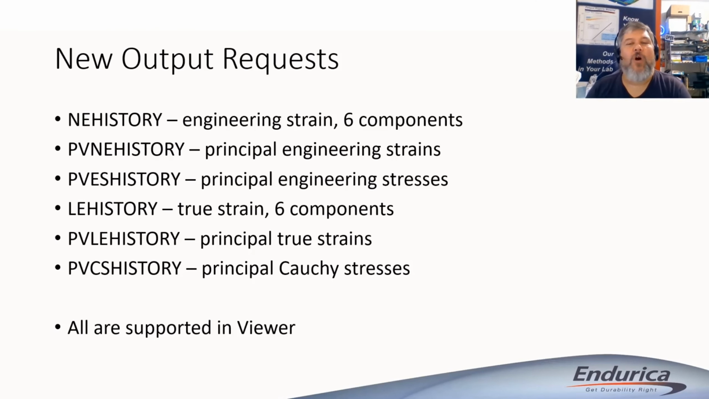This is a list of all the new output requests that we've added to Endurica CL. So now you can get strain history components either in engineering definition or as a true strain. You can also get the corresponding stresses, and you can either get local strain history or principal history.